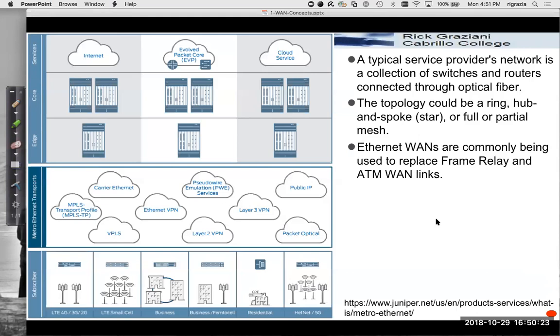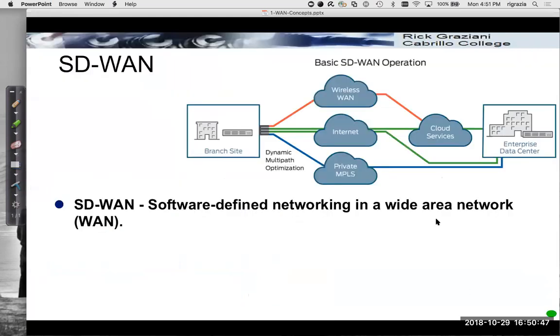I think Verizon ended their ATM probably about 15 years ago. I know AT&T ended their frame relay probably at least 10 years ago, if not longer. And ISDN hasn't been available for a long time. So this was one of the options that we have. Let's look at something else before we end this presentation.